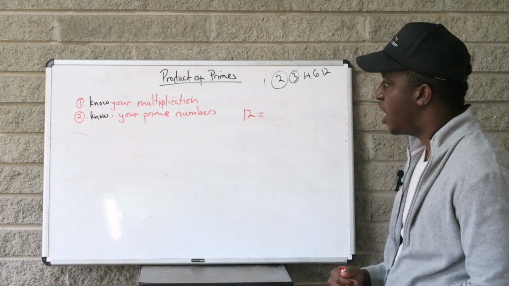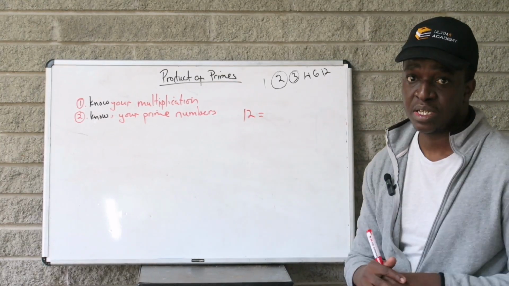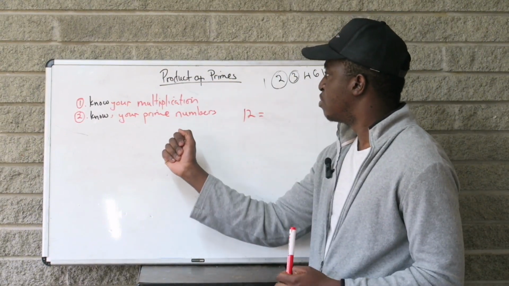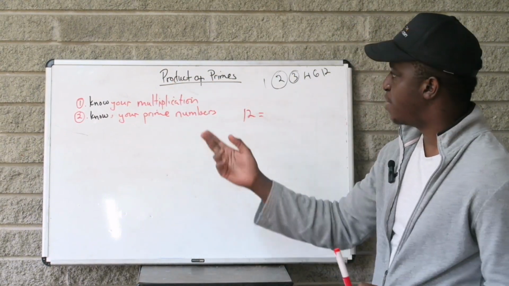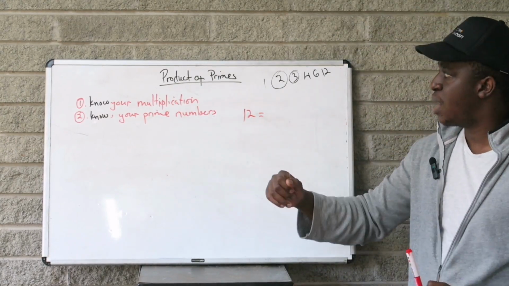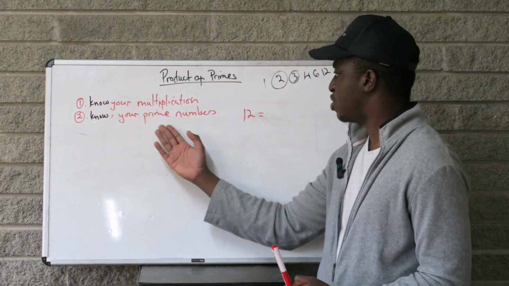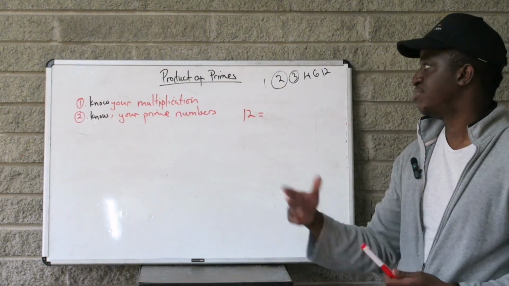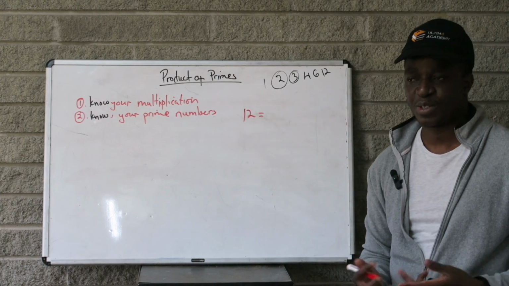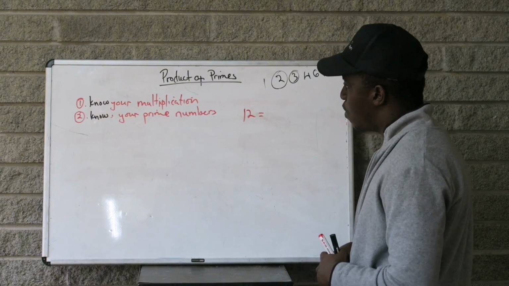Then, the second thing is to know your prime numbers. What are prime numbers? You won't be able to express a product of primes if you don't know the multiplication, because we already say product means multiplication. And then if it's primes over there, if you don't know your prime numbers, you can't know how to multiply primes properly. So that is something you need to be aware of.